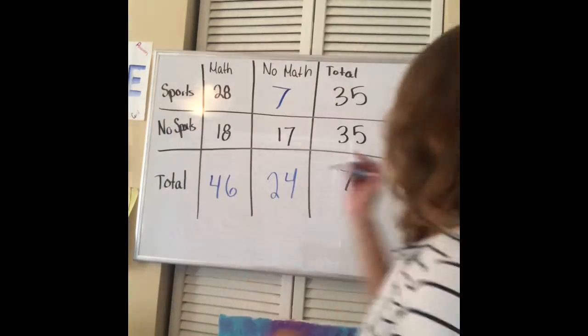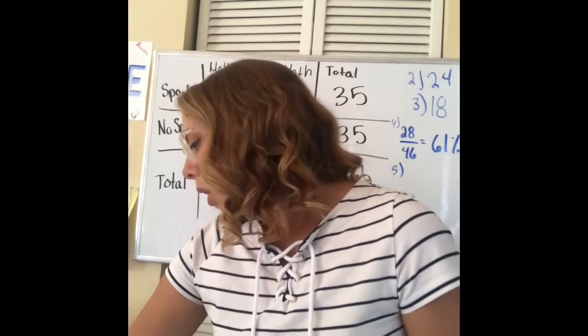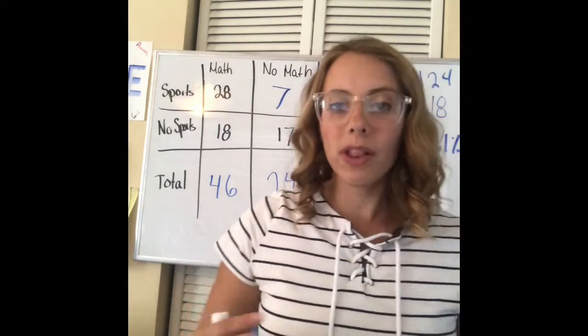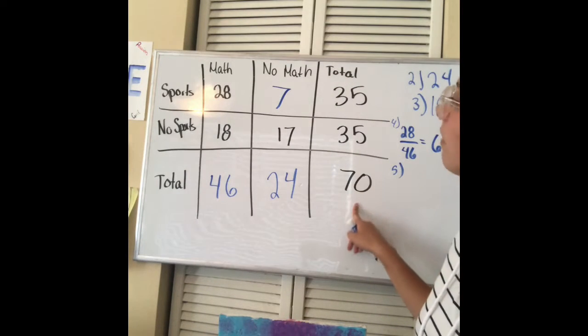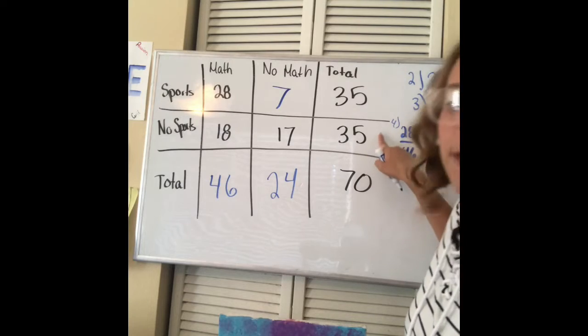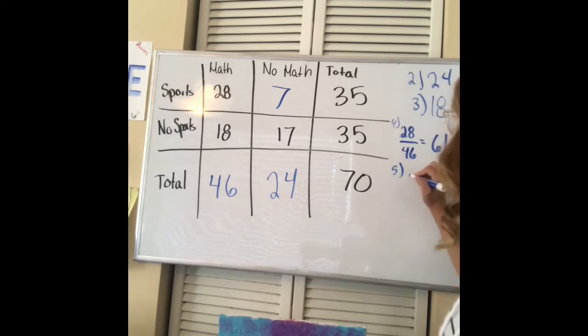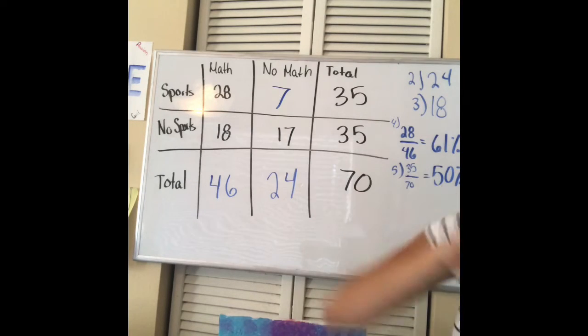That was number 4. Number 5. What is the percentage of students who don't play sports? So our whole is students. Our whole is 70 students. And of those 70 students, 35 of them don't play sports. So our proportion here, our whole is 70, and 35 of them don't play sports. So we have 35 divided by 70 is 50% of our students don't play sports.